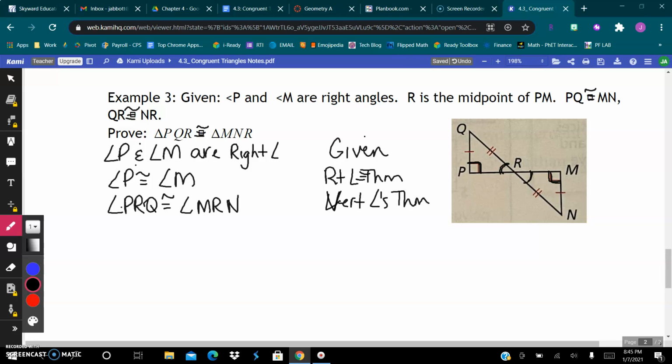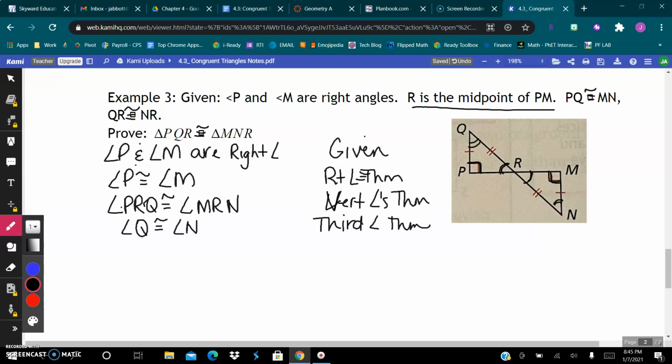Now we have that third angle that we automatically know is congruent because now we've proved that 2 out of the 3 angles in the triangle are congruent. So we can say that our angle Q is congruent to angle N, and that's because of that third angle theorem that we talked about in the last few days.